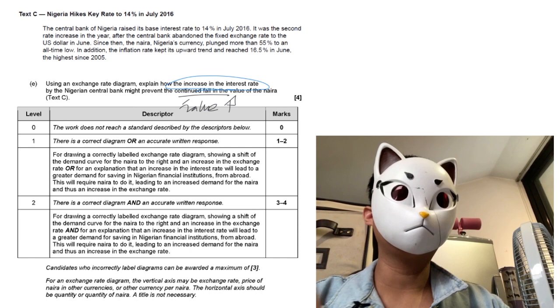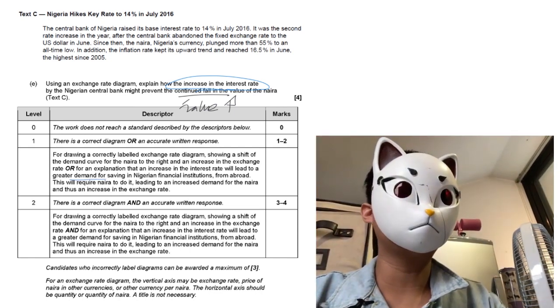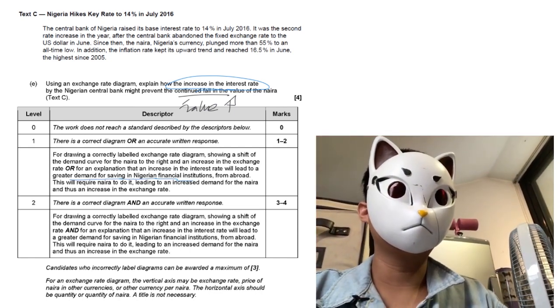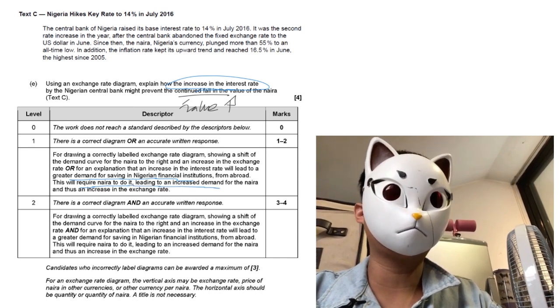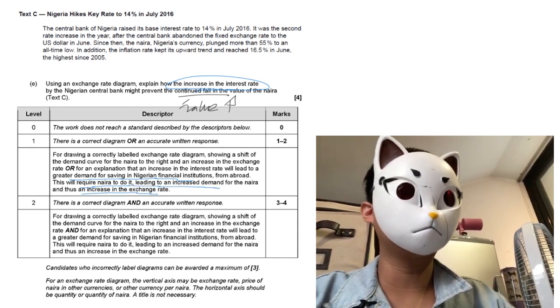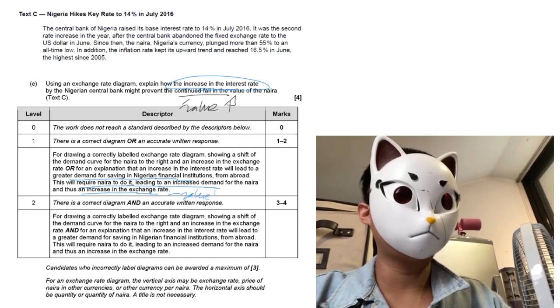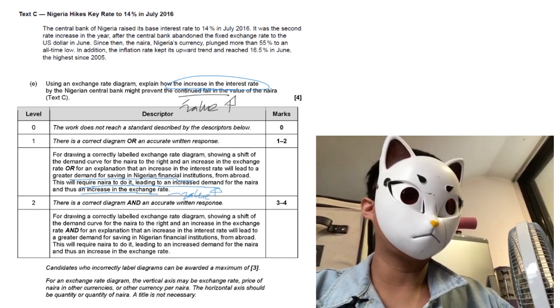The effect would be that there is a greater demand for saving in Nigeria. So they would require Naira to do so, so there would be an increase in demand, and then the value would rise. So this is the answer offered by the mark guide.